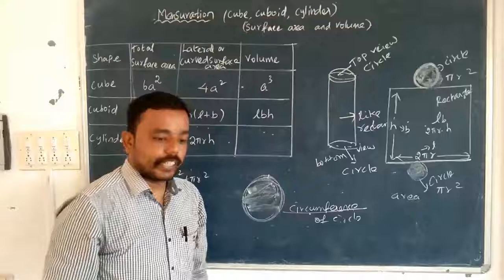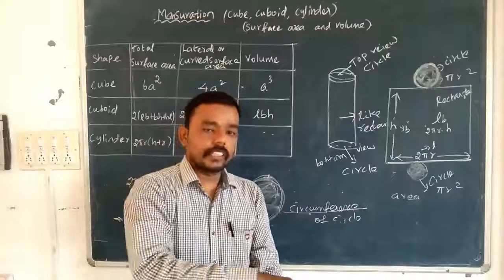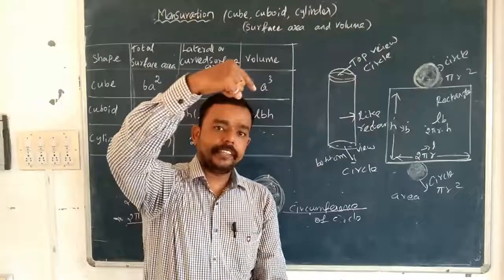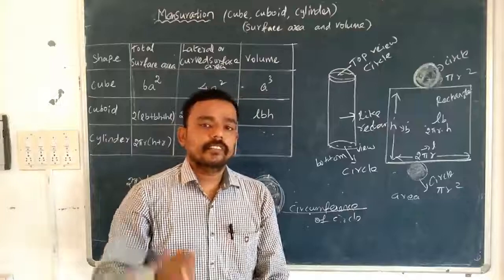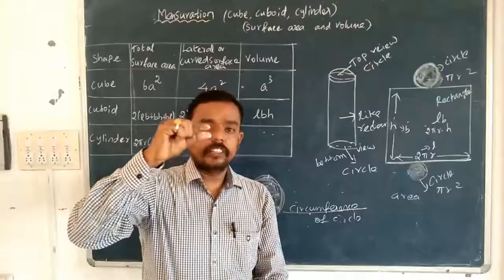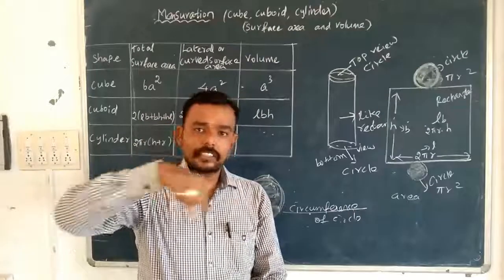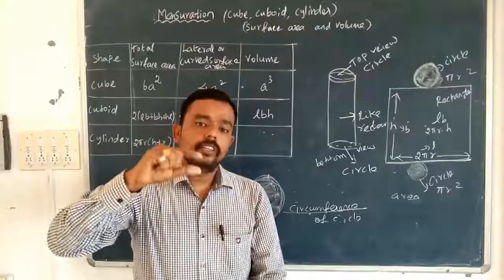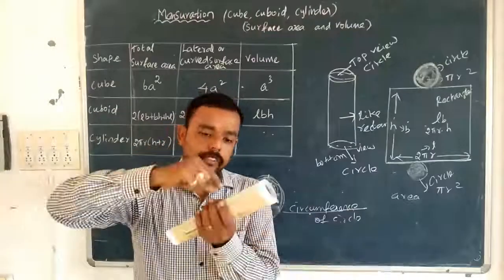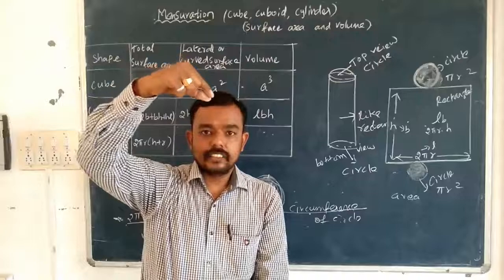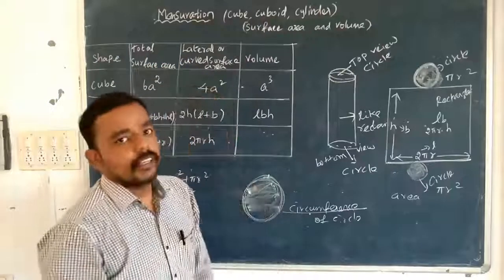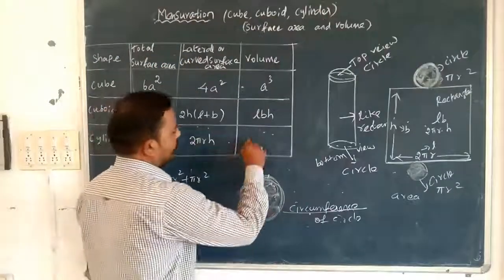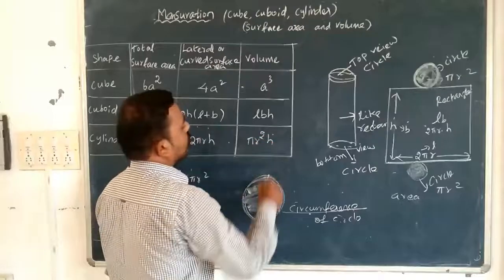Already we have a spring type. That spring covers a certain area with some height. That is a cylinder. If you have a spring, and the spring covers a certain circle area, that is pi r square. Suppose you remove your finger, then we have a certain length. So the product is the volume, pi r square into h.